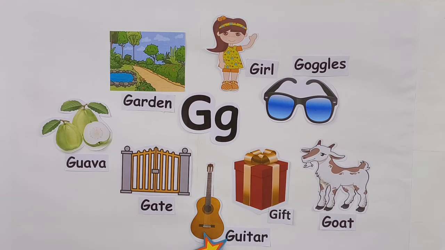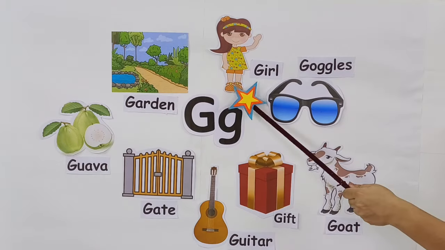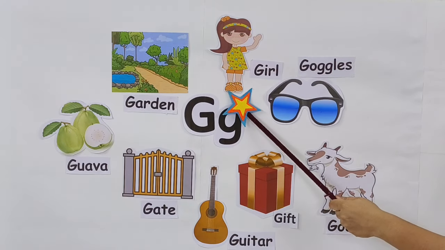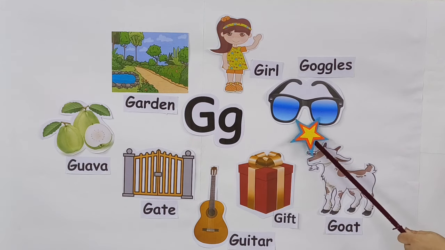This is a guitar. Guitar is a musical instrument that typically has 6 strings. It is played with a pick or with the fingers. This is a girl. A girl is a female child or a person's daughter. These are goggles. Goggles are close-fitting glasses. They protect the eyes from glare, dust, and water.